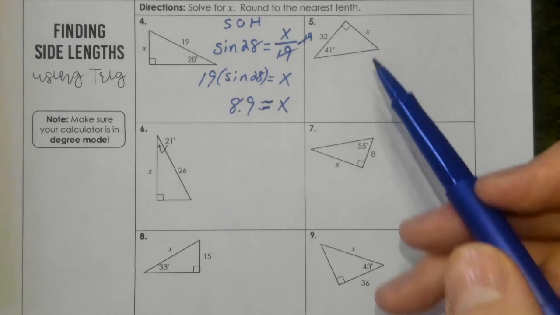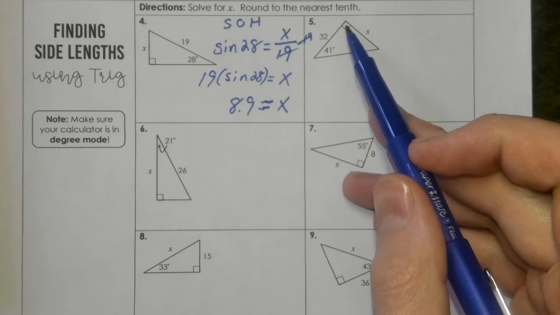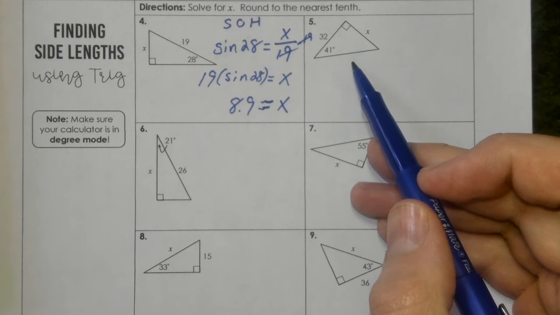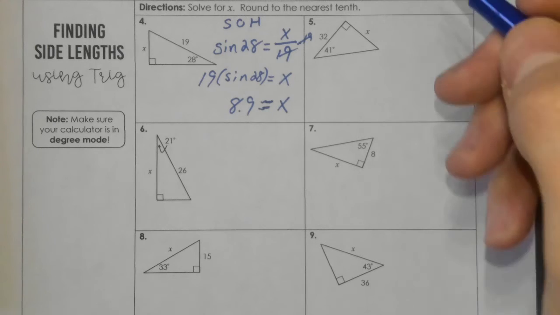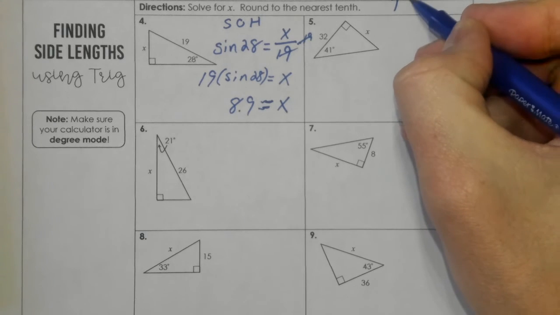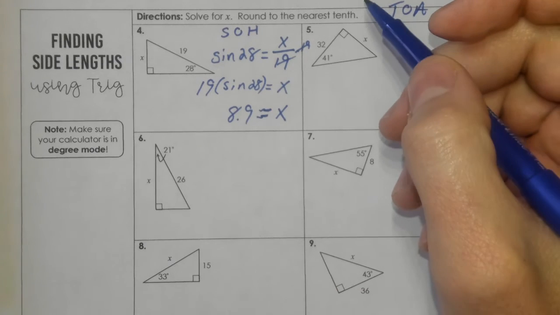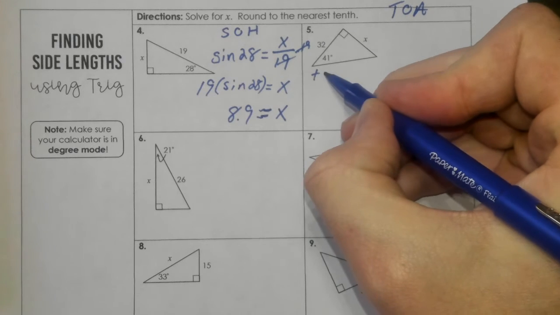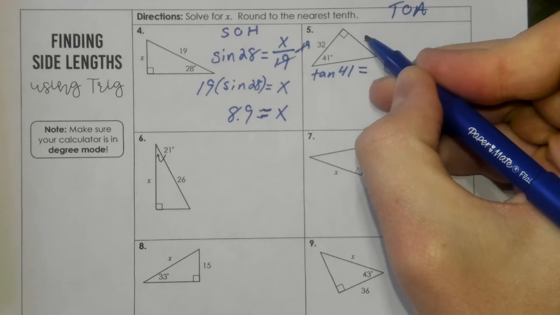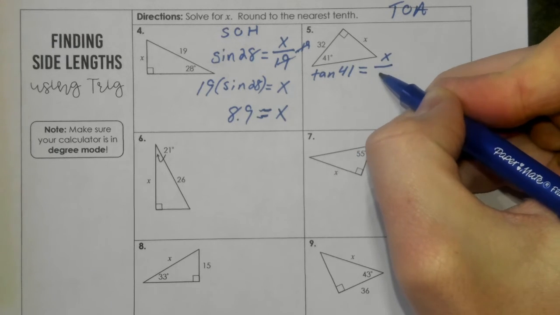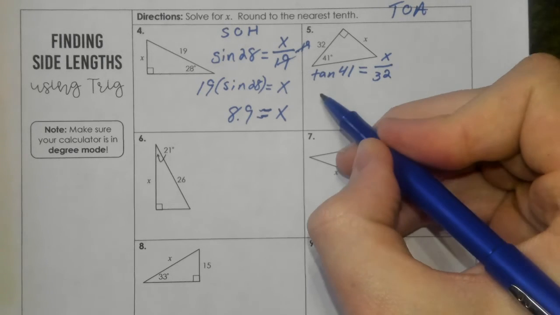So number 5, I'm given 41 degrees. I'm not given the hypotenuse, which is across from the right angle. Not given the hypotenuse. So that means I have opposite and adjacent. This is obviously a tangent problem. Tangent is always opposite over adjacent, right? So let's write tan of 41 is equal to the opposite over the adjacent.